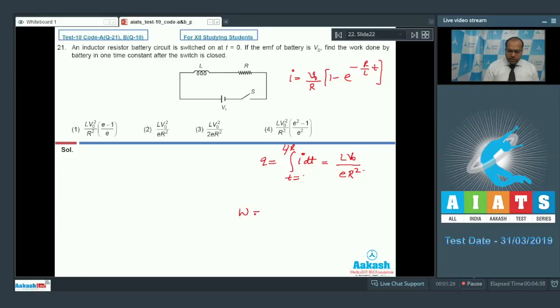So the work done by the battery is equal to Q into V0. So it comes out to be L into V0 square divided by E into R square. So option 2 is the correct answer. Let's move to question number 22.